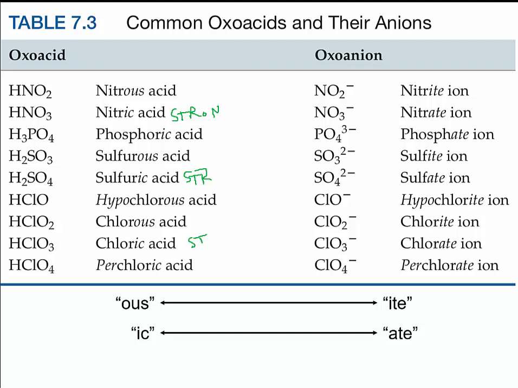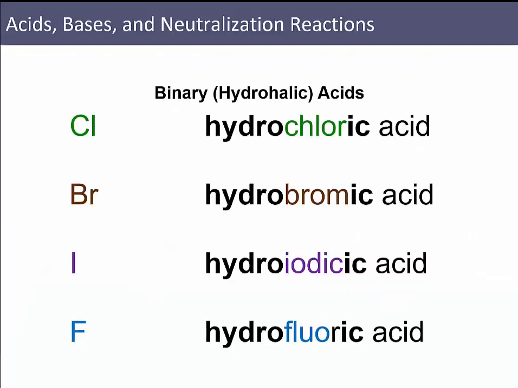Chlorous acid from chlorite, chloric acid from chlorate, this guy's strong, perchloric acid from perchlorate. And over here we've got nitrite ion, nitrate ion, and these are the corresponding acids. So if you've got an ite, you become an us. If you've got an ate, you get an ick. So if you ate too much, you get ick. Our binary acids, or hydrohalic acids, are going to be hydrochloric, hydrobromic, hydroiodic, and then hydrofluoric. But keep in mind that this guy here is an exception, and it is weak.